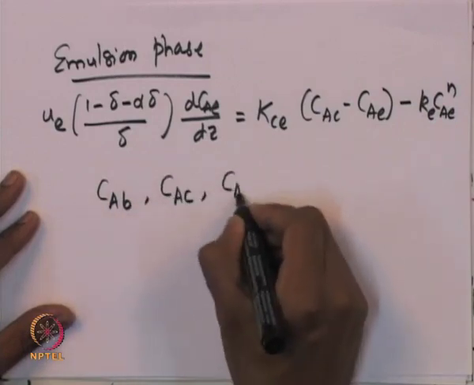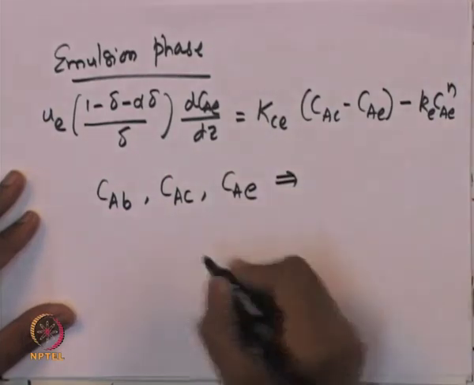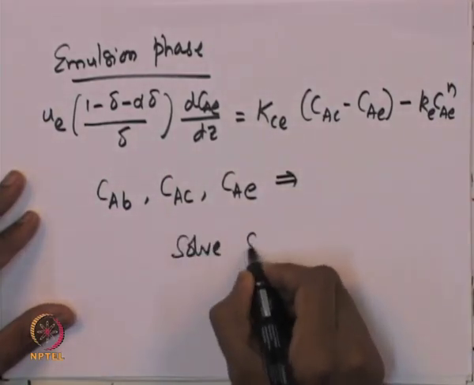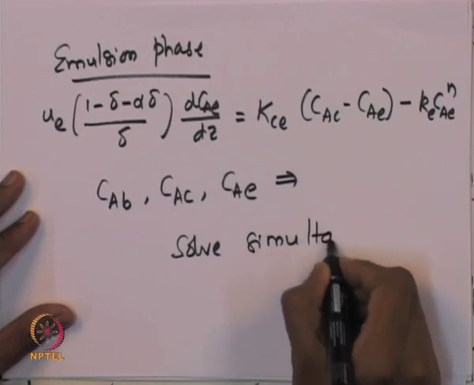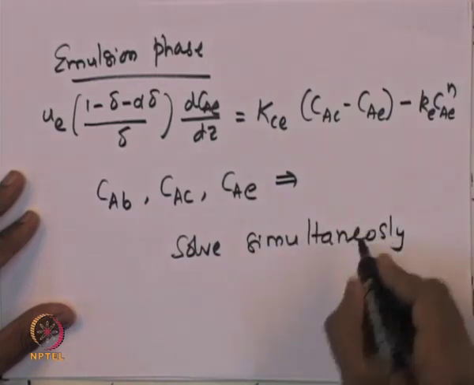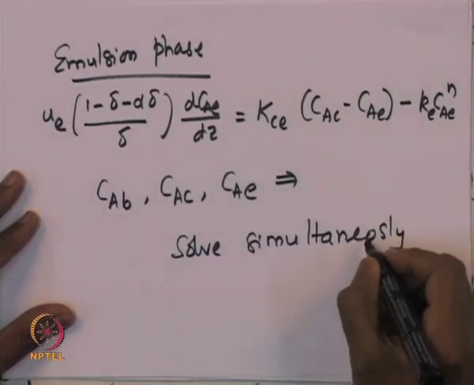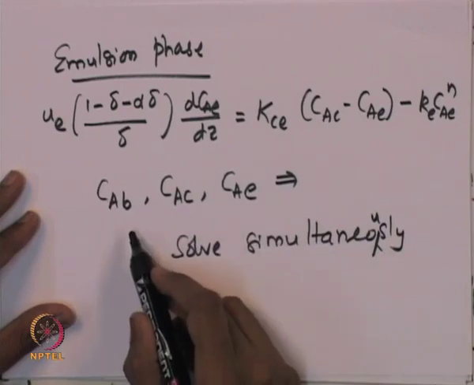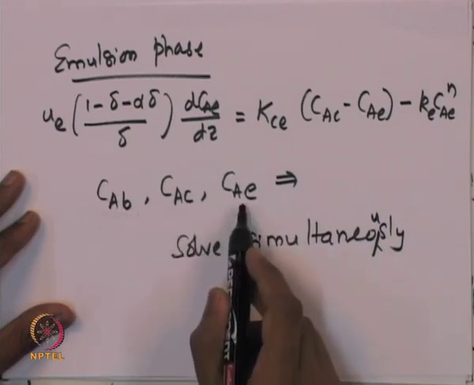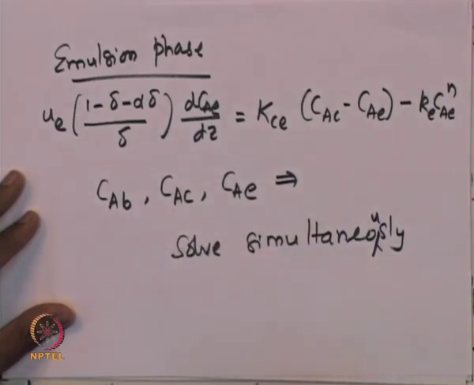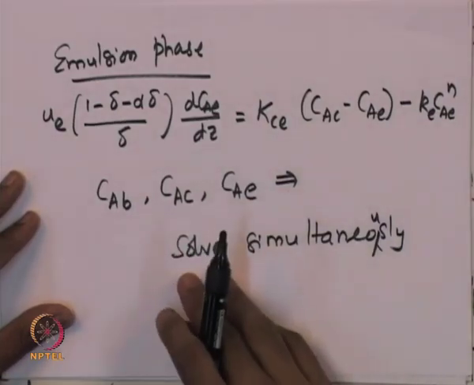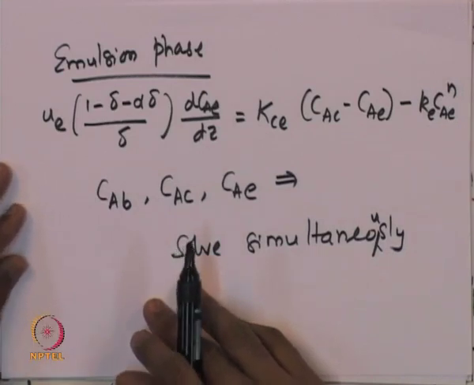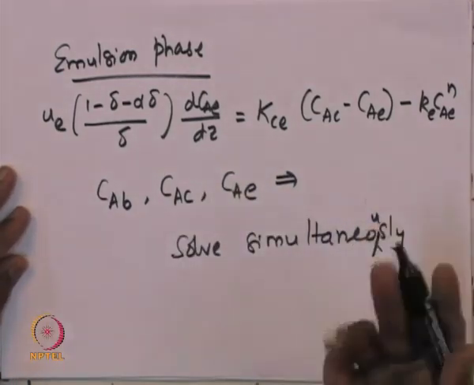So, if we need to find out what is the concentration of the species in the bubble phase, in the cloud phase and the emulsion phase, then these 3 equations have to be solved simultaneously. Once we solve them simultaneously, then we can find out the expression for CAB, CAC and CAE, how the profile changes with respect to the position inside the fluidized bed reactor. As this is a nonlinear equation, it cannot be solved analytically, and one has to resort to numerical techniques to solve these set of equations.